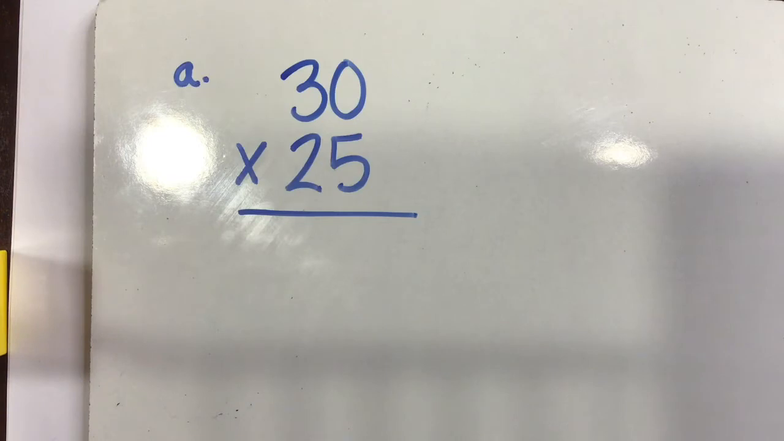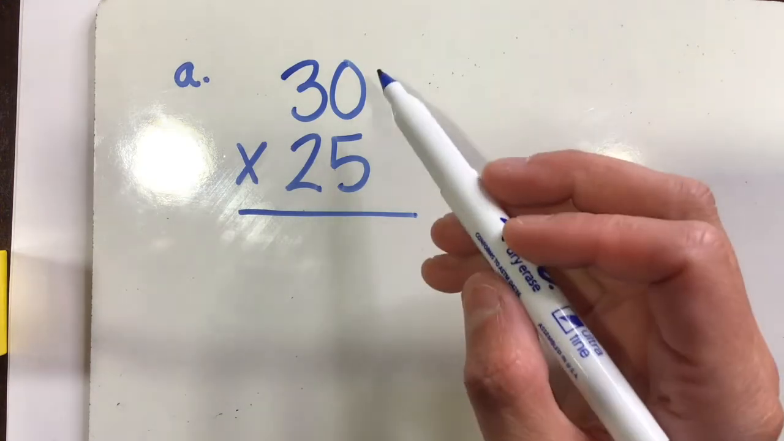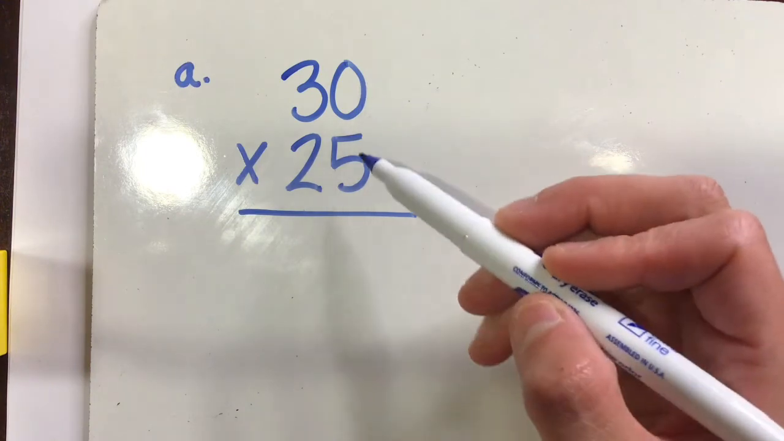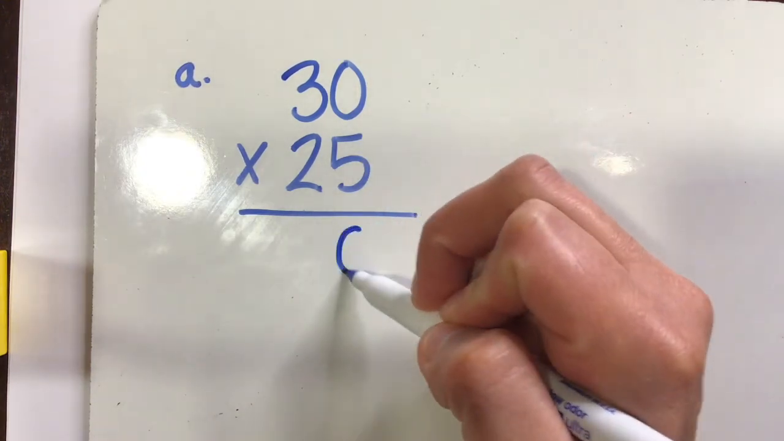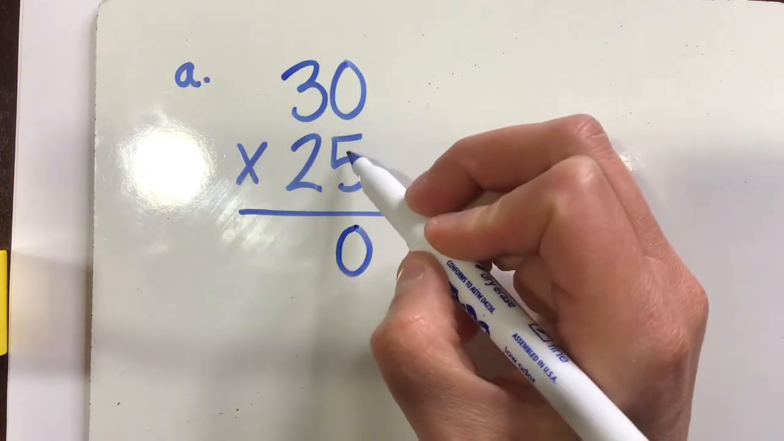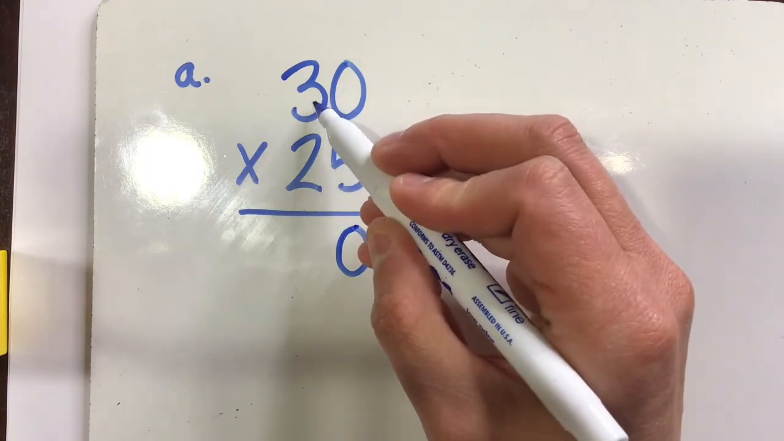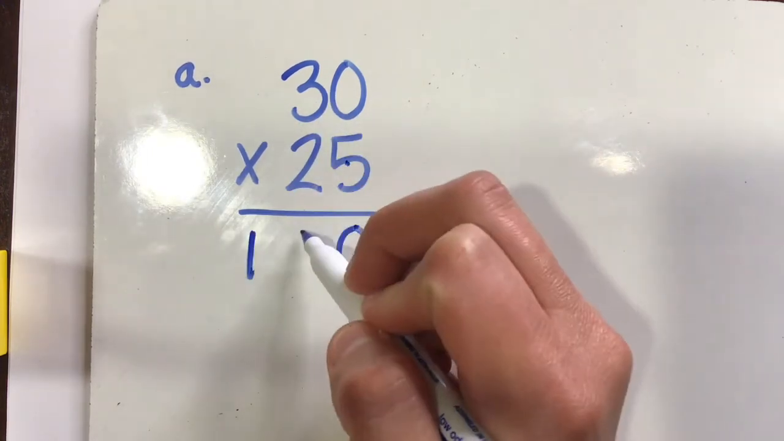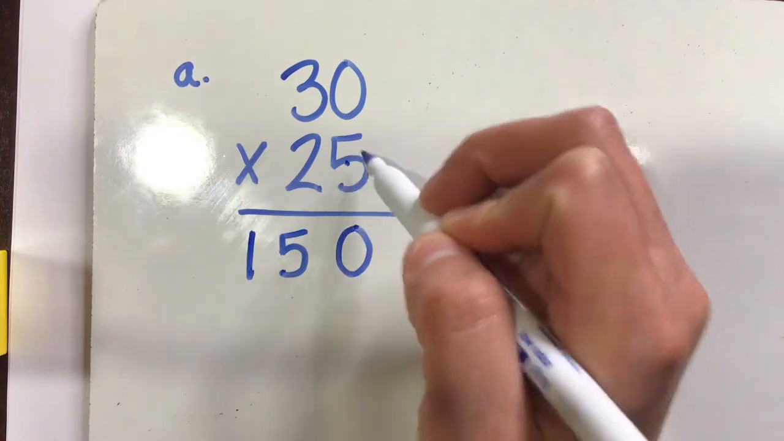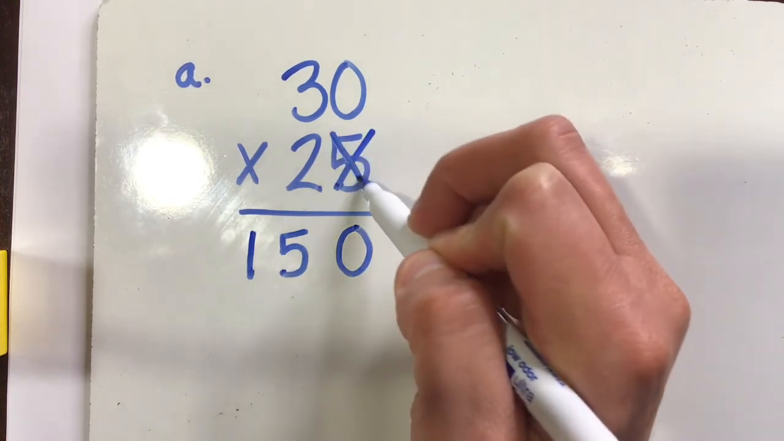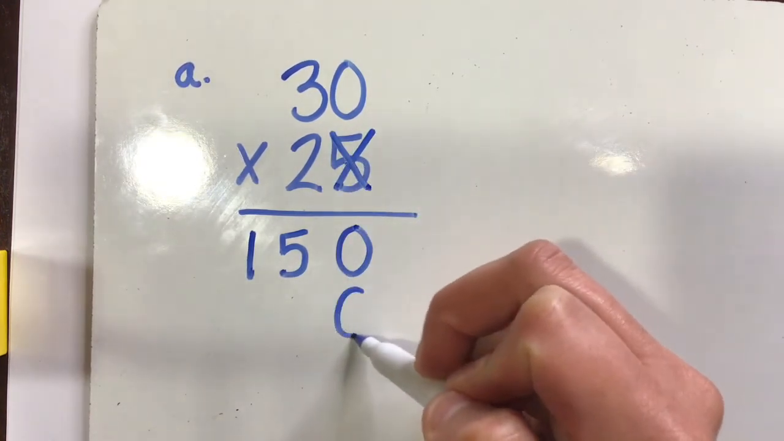I'm going to use the standard algorithm, or what we say the classic way, to help me figure out the product. So I'm going to start with the ones place. 0 times 5 is 0. Now I'm going to start with the 3. 5 times 3 is 15. Now I'm all done with the 5, so I'm going to cross out this 5, and I'm going to put 0 as a placeholder below.